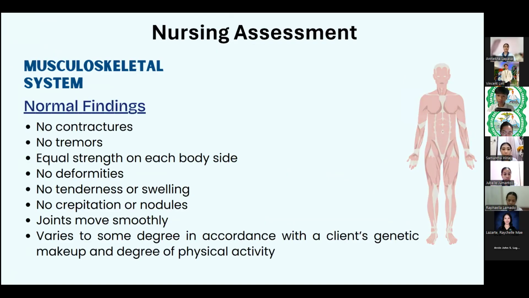For the normal findings of the musculoskeletal system, we have no contractures, no tremors, equal strength on each body side, no deformities, no tenderness or swelling, no crepitation or nodules, and joints move smoothly. This varies to some degree in accordance with the client's genetic makeup and degree of physical activity.